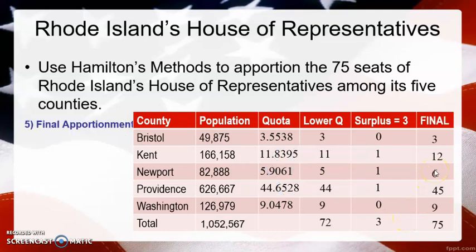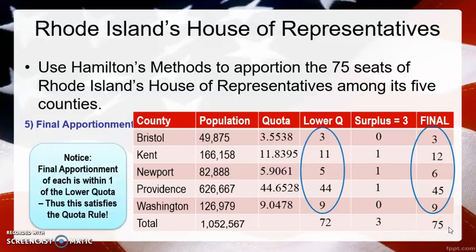So our final apportionment: Bristol is going to remain with 3. Kent is going to get the 11 initially plus 1 surplus, or a total of 12. Newport is going to get 5 plus the surplus, or a total of 6. Providence will get their initial 44 plus the surplus, or 45. And Washington will get 9, no surplus, and so they'll remain with just 9. And you can see that when we add those up, we do get the correct total of 75.